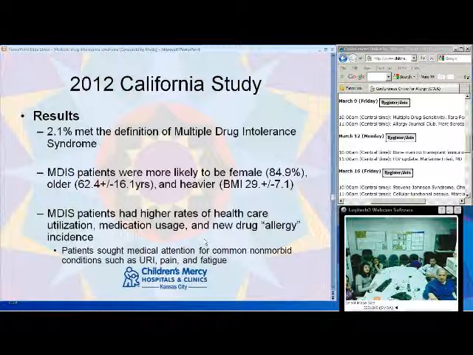And then also the patients that have multiple drug intolerance syndrome were more likely to get a new allergy in that year. So they had a higher incidence of allergy. When they looked at why these patients were seen in the healthcare setting, they also found that they were going in for more common non-morbid conditions like URIs or pain or fatigue. You know, there's a lot of back pain or headache or fatigue, where the other patients had more propensity to be coming in for hypertension or more morbid conditions, I guess.